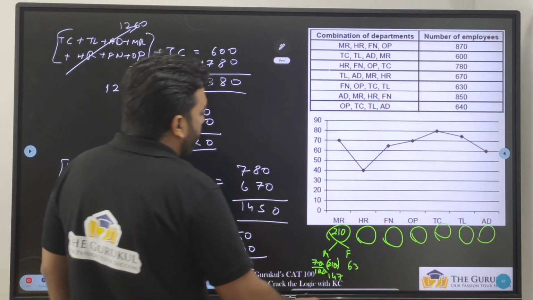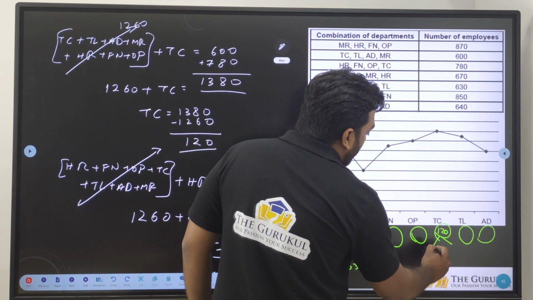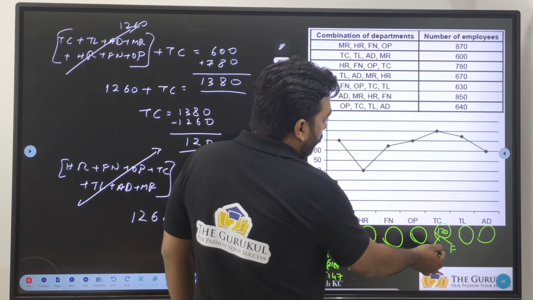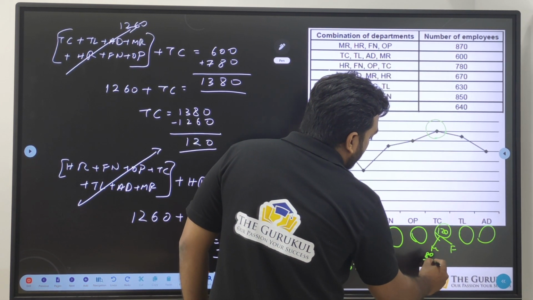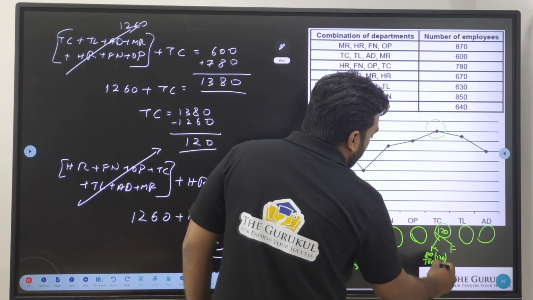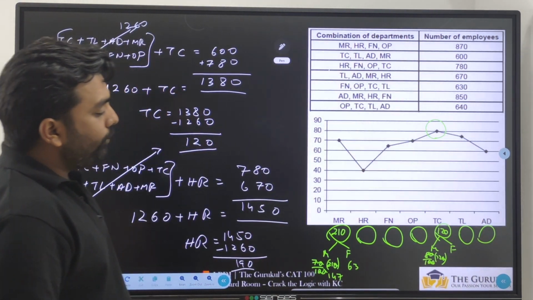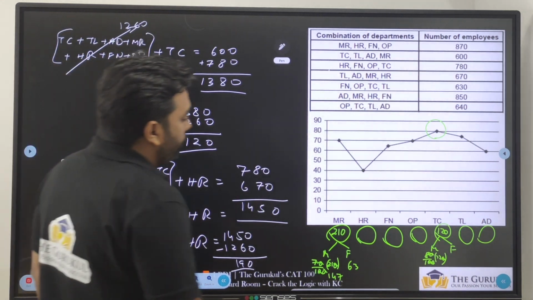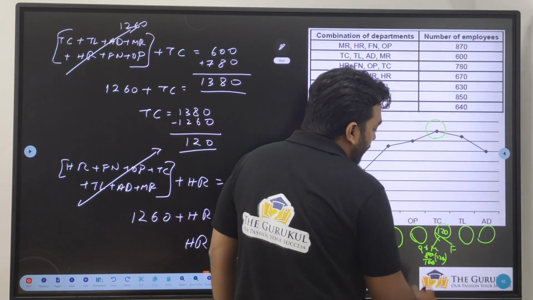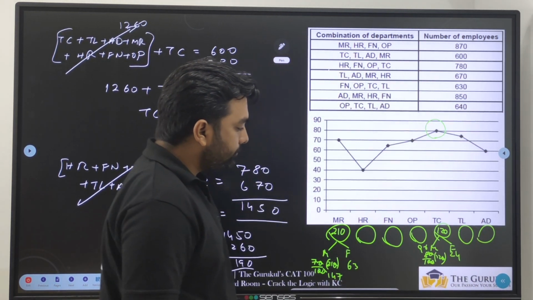Now the second one, I know TC equals 120. If TC equals 120, again I'll have male and female. How many male are there? 80%. So 80% of 120 are male. So total male will be equal to 12 into 8. In which department? In department TC. That is equal to 96 people are male. So female will be equal to 24.